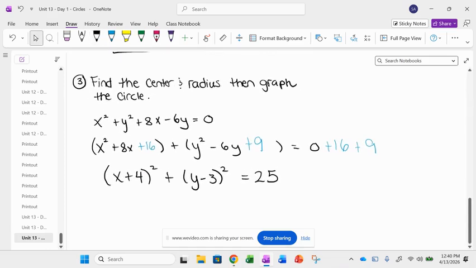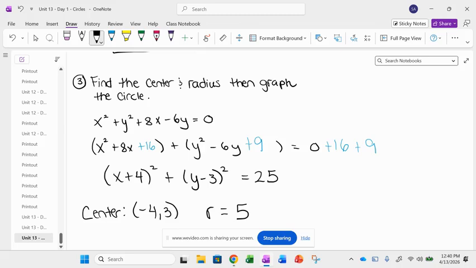So now I've put this equation in standard form. Now I can identify the center and the radius. What's the center going to be here? Excellent. Negative 4 comma 3. What's the radius? 5. Perfect.